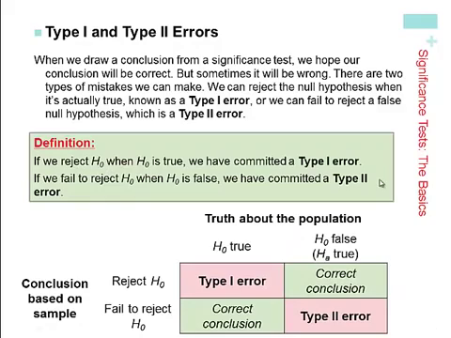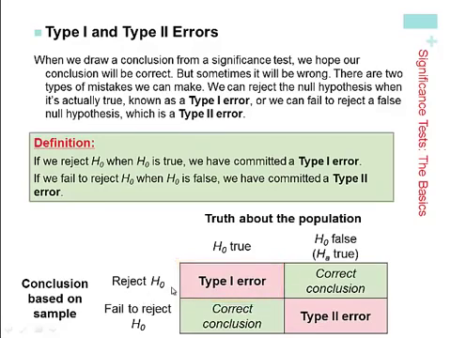You can notice at the top of this chart, it gives you the truth about the population. The null hypothesis can be true, or the null hypothesis could be false. Notice on the left-hand side are the conclusions that are based on the sample that we've taken. We can either reject the null hypothesis or we can fail to reject the null hypothesis. In looking at these four different quadrants, if we have rejected the null hypothesis, but the null hypothesis is actually true, we've committed what's known as a type 1 error.